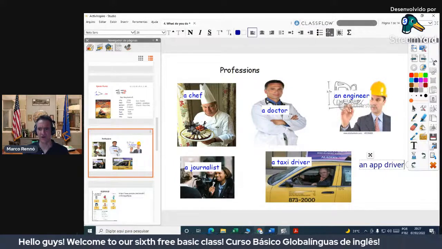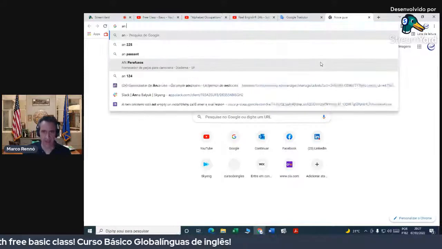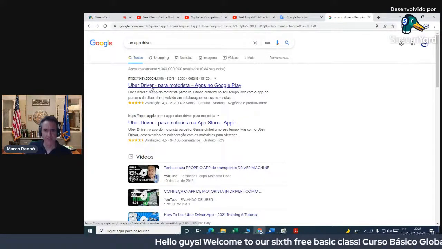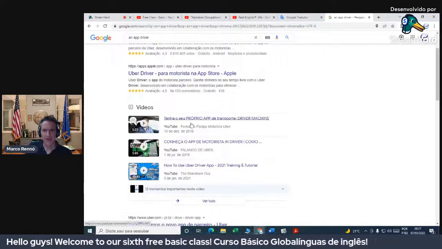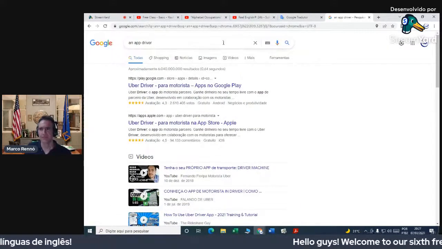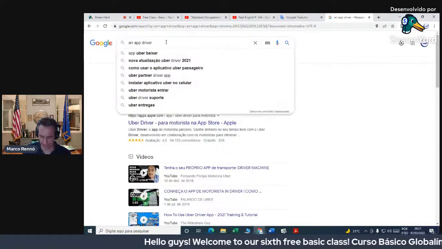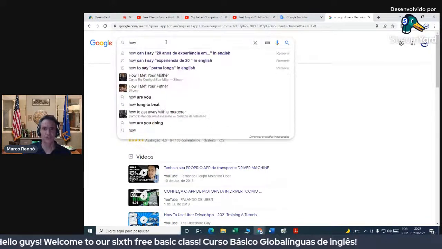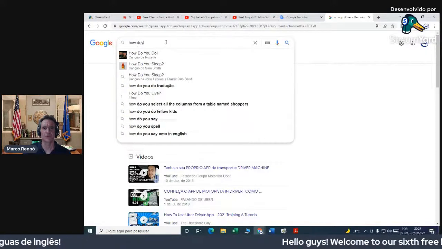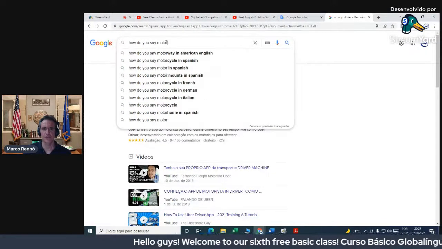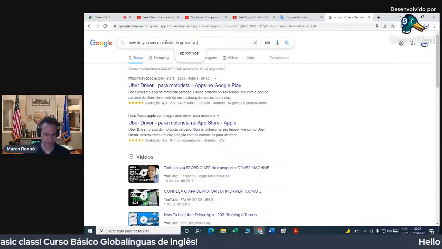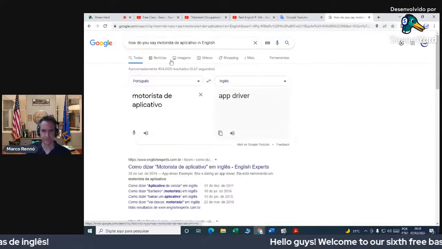Motorista de aplicativo. Let's check on Google if there is this profession. An app driver. Uber driver. Tem seu app de transporte. I think it's an app driver. Let me see if I find it here. How do you say motorista de aplicativo? Motorista de aplicativo. In English. App driver.